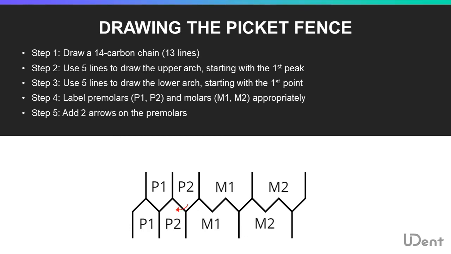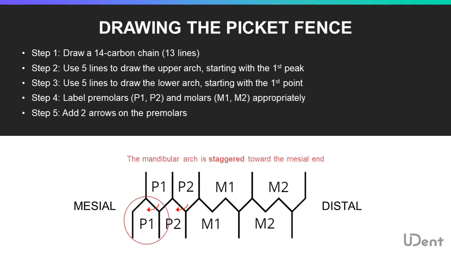Step 5. Add 2 arrows starting from the cusp of the maxillary premolar to the top right of the mandibular premolars. We will talk about these arrows shortly. The left side of the fence is the mesial end of the arch, and the right side of the fence is the distal end of the arch. One important point to keep in mind: make sure the lower arch is drawn toward the mesial end.